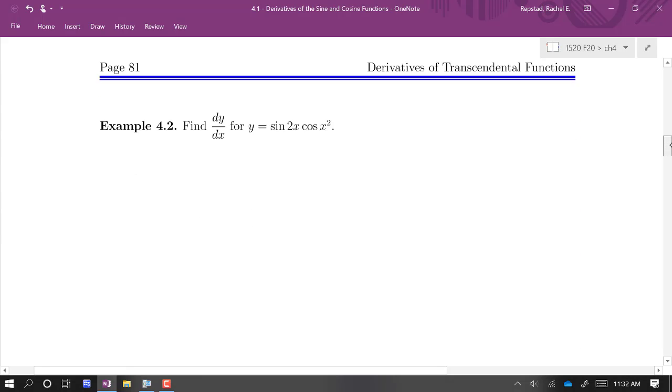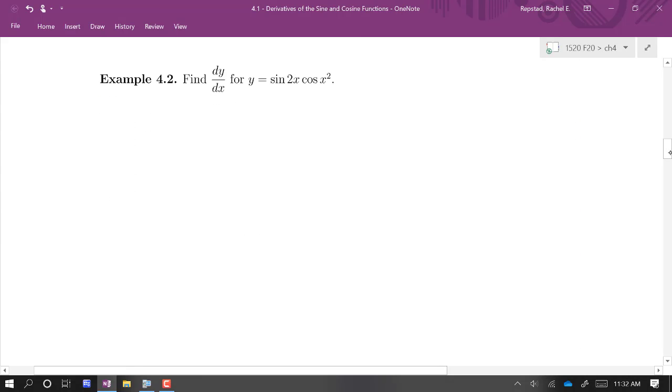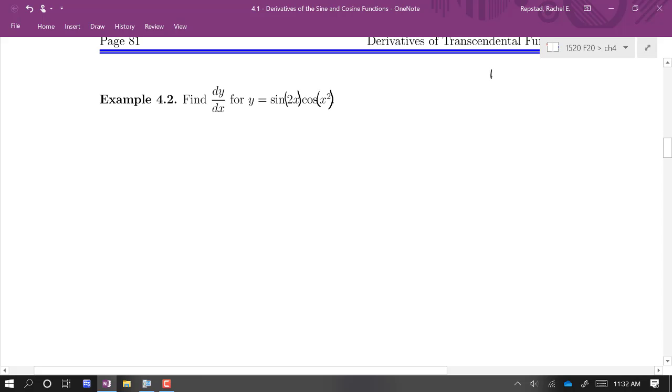All right, in our next example, we've got sine 2x times cosine of x squared. Again, I'm going to start by emphasizing that 2x is the argument inside the sine function, and x squared is the argument inside the cosine function. And we're multiplying. I've got the sine function and a cosine function involved, but overall the structure of this function is that I'm multiplying these two things together. So this is a product rule problem. That's what I'm going to work on first, setting up the product rule.